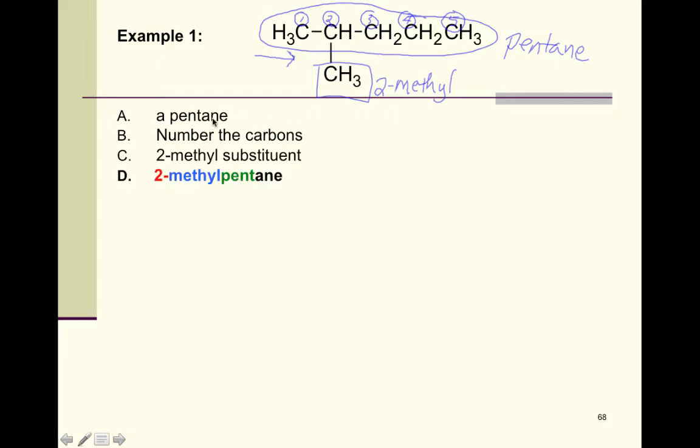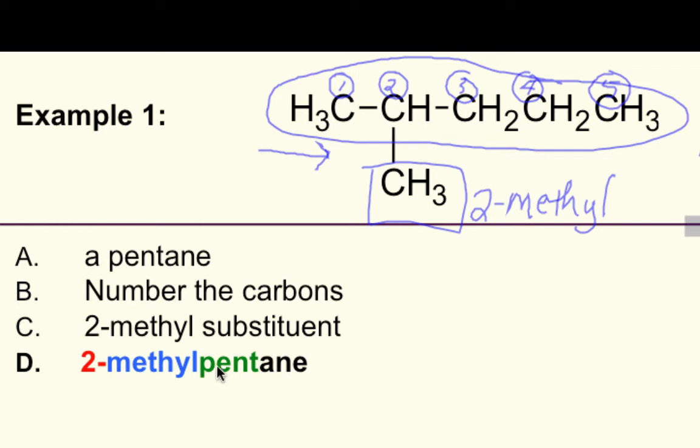How you're going to do this is, we know it's a pentane. I numbered my carbons, and you number it from the direction that gives you the lowest number for whatever's branching off of it. I know I have a 2-methyl substituent. I went ahead and wrote that here. And then you write it as a single word.